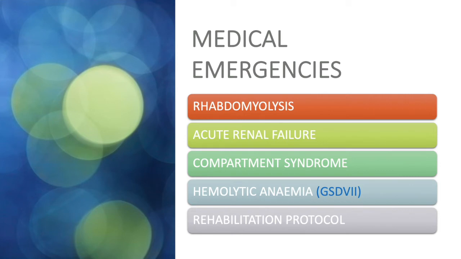Next up, we look at a few different medical emergencies that individuals with GSD5 and 7 are at increased risk for: rhabdomyolysis, acute renal failure, compartment syndrome, and for GSD7, hemolytic anemia. And then lastly, we have provided a small section on rehabilitation protocol. So it talks a little bit about when patients can be safely discharged from the hospital if they were admitted for any of the above conditions.